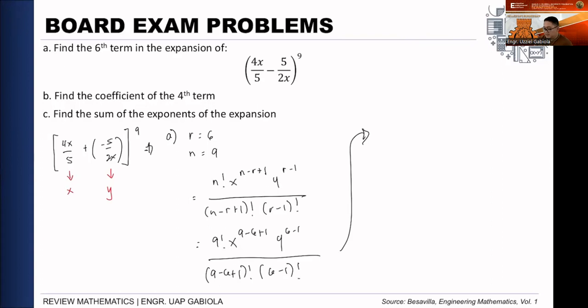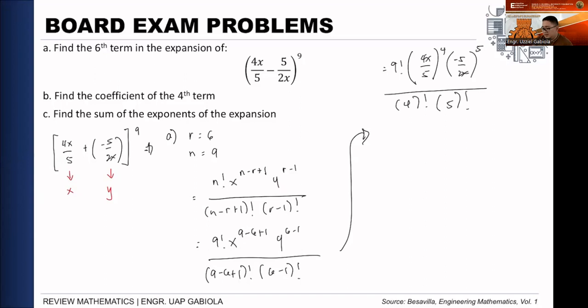Yung substitution natin. So yung x na tinutukoy dito, ito yun, no? Yung buong term na yun, and then yung y, yung buong term na to. Okay. So this will be 9 factorial times yung x natin is 4x over 5 raised to 9 minus 6 is 3 plus 1. That is 4. And then y natin is negative 5 over 2x raised to r minus 1. That will be 5. Okay? Over 4 factorial 5 factorial.